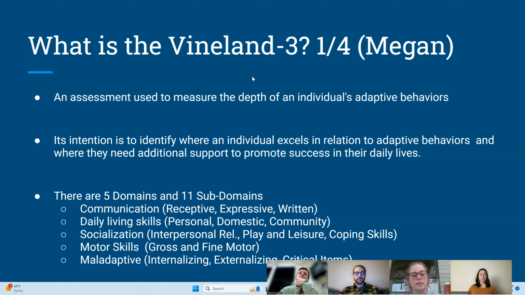And then with daily living skills, you have the personal living skills, domestic, and then community. Socialization, you have interpersonal relationships, play and leisure, and then coping skills. Motor skills, gross and fine, and then maladaptive, internalizing, externalizing, and then critical items.